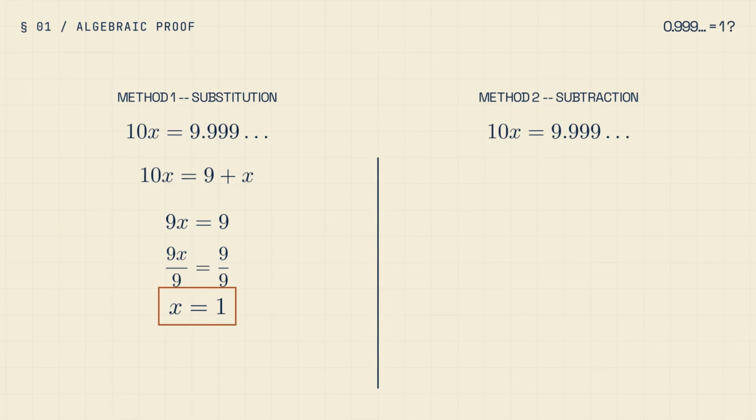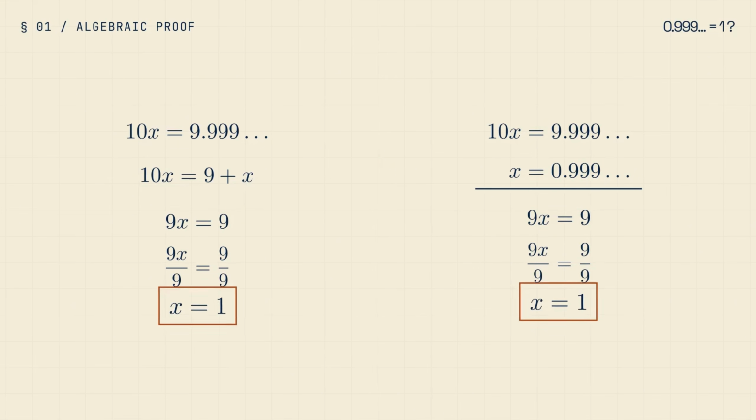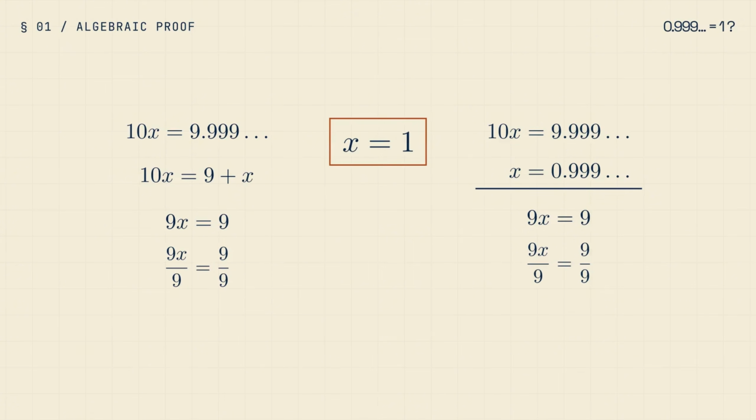Same as substitution, just you're going to be subtracting equation 1 from equation 2 over here, which will still give out 9x is equal to 9. Divide both sides by 9 again, and the x is equal to 1. Two completely different methods, but they yield the same answer.